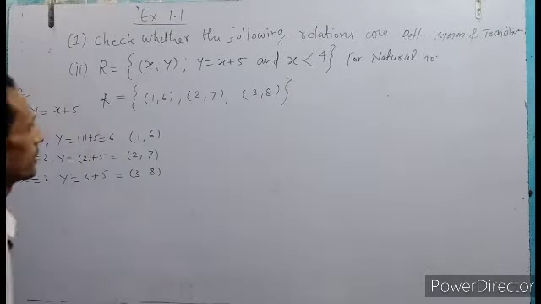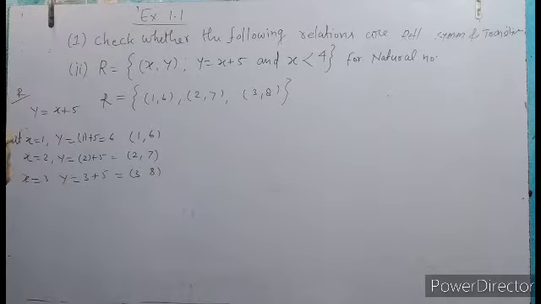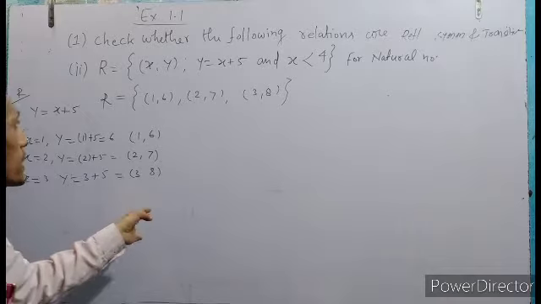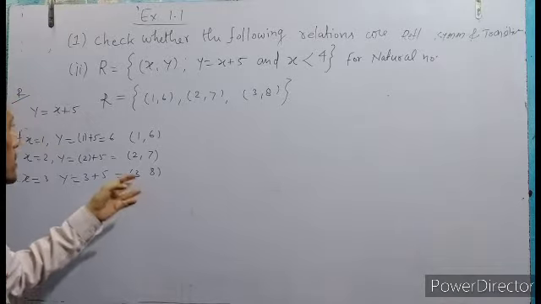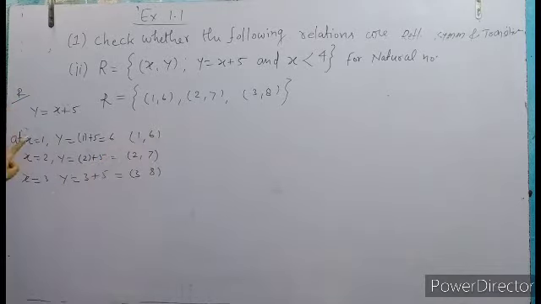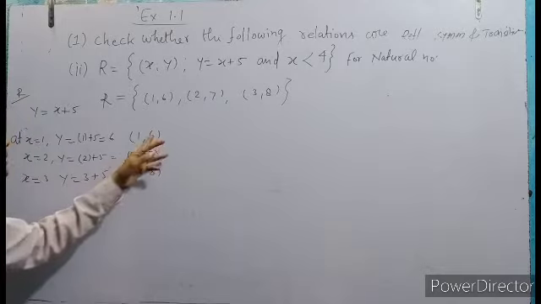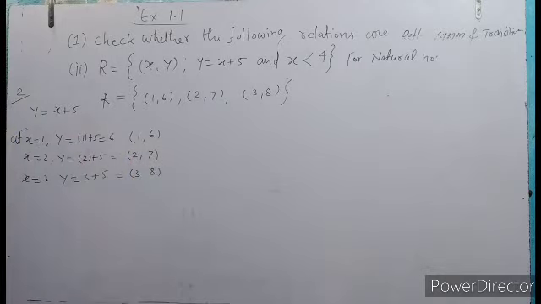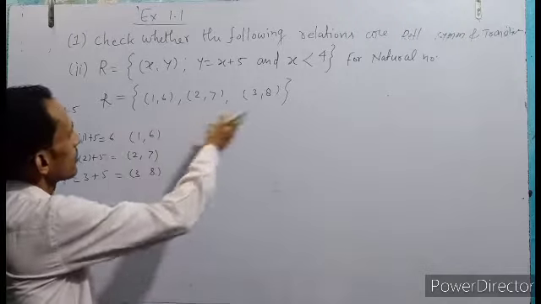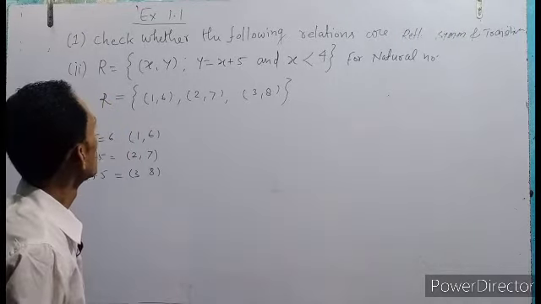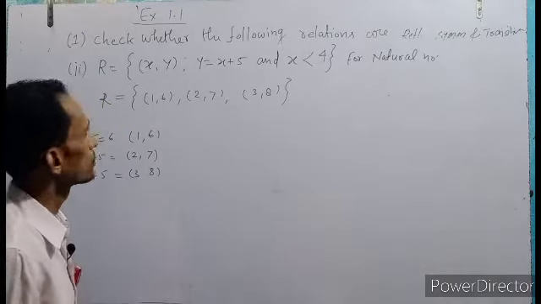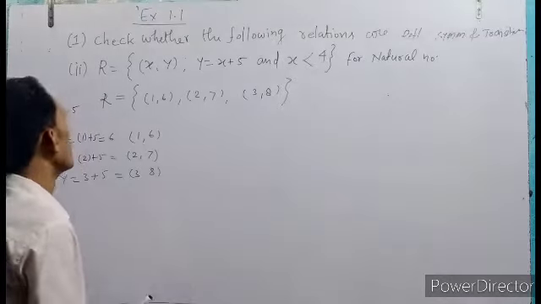Now we can explain whether it is symmetric, reflexive or transitive. For reflexive, according to the definition, every element is related to itself. You can see the elements of x are 1, 2, 3 and the elements are 6, 7, 8. We can observe that there is no such element from which we can say that (1, 1), (2, 2), (3, 3) is reflexive.